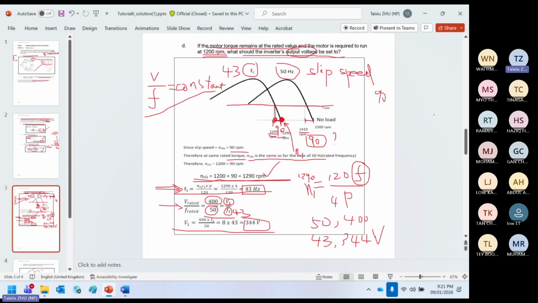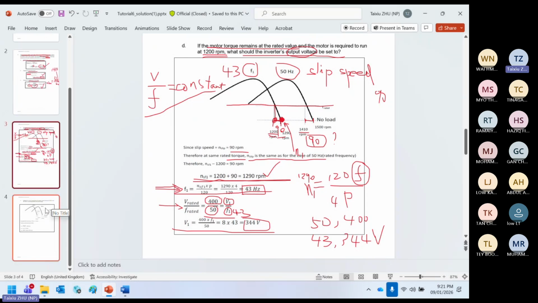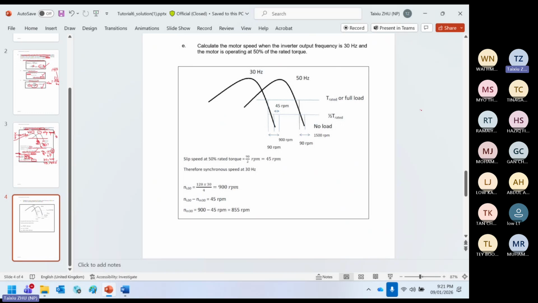All right. Can go home already. No, wait, there's another part. There is a part E, you know. Yeah, okay. So this question actually has how many parts? A, B, C, D, E, 5 parts.